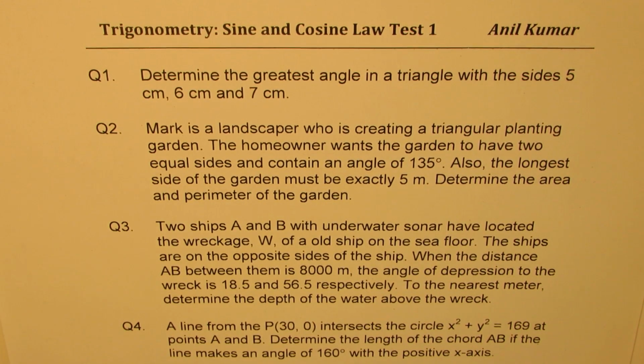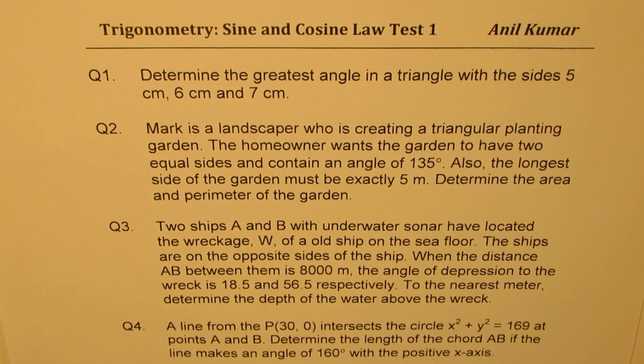Question 2. Mark is a landscaper who is creating a triangular planting garden. The homeowner wants the garden to have 2 equal sides and contain an angle of 135 degrees. Also, the longest side of the garden must be exactly 5 meters. Determine the area and perimeter of the garden.